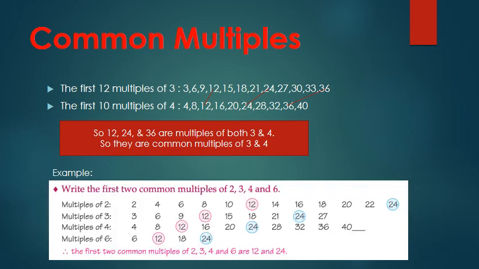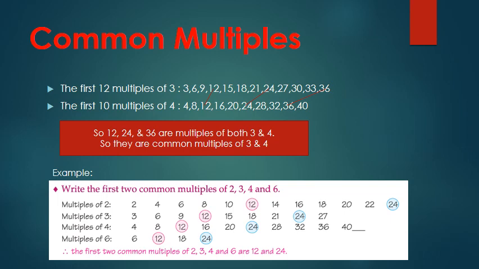So the question is, write the first two common multiples of 2, 3, 4 and 6. So here we are writing the first 12 multiples of 2, then the first 9 multiples of 3, then the first 10 multiples of 4 and then the first 4 multiples of 6. And then we will see which multiples are common in all these numbers.